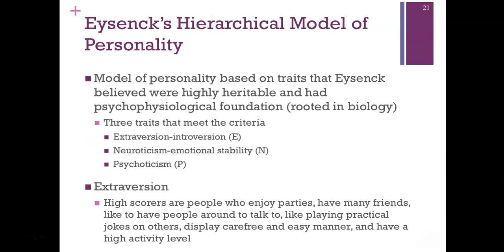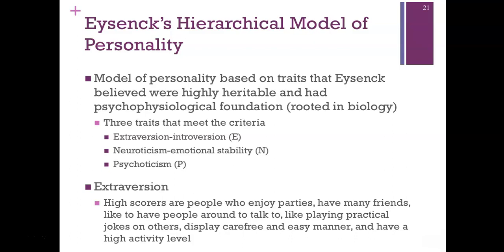So Eysenck's hierarchical model of personality. This model is based on traits that Eysenck believed we were born with, that we inherited, and they had this psychophysiological foundation, which means that they're rooted in biology, rooted in our genes, or in the way that our brains form. And according to him, there were three main traits that met this criteria, that were likely passed down through our genes and rooted in biology.